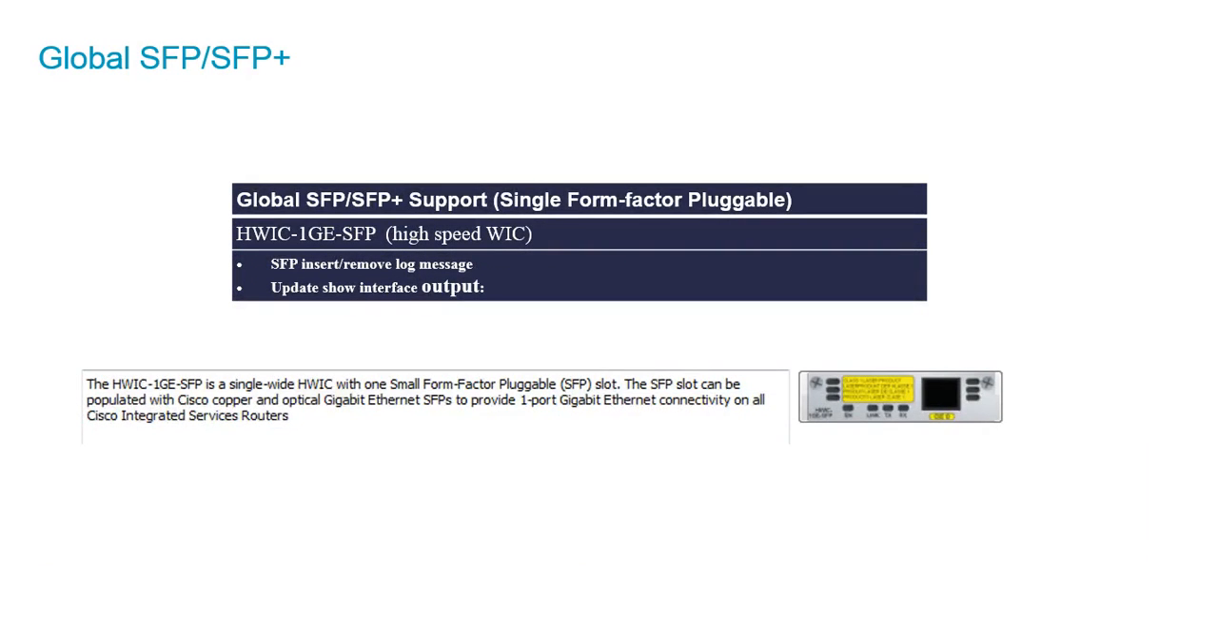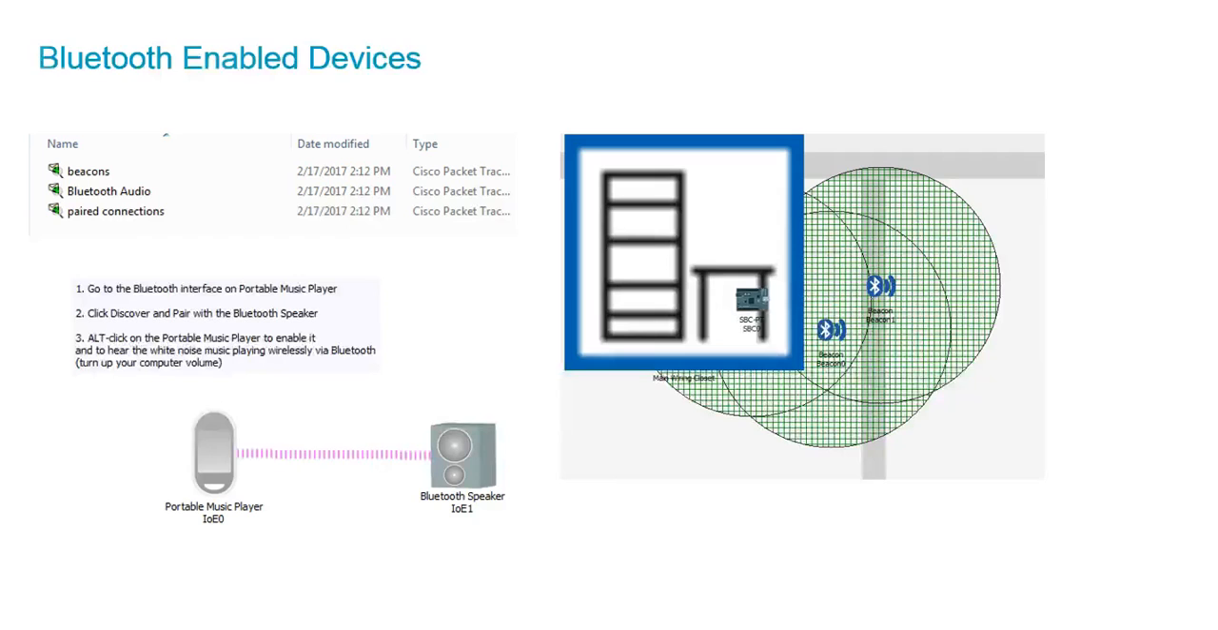We now have global support for SFP and SFP+. There are examples of Bluetooth connections now in Packet Tracer. All PCs, IoT devices, laptops, and smartphones are now Bluetooth compatible with limited functions.